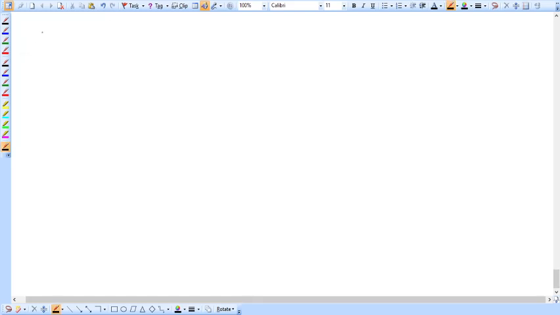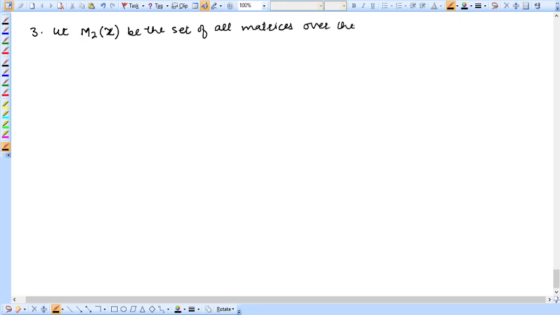One more problem on group. Let M2Z be the set of all matrices over the set of integers.